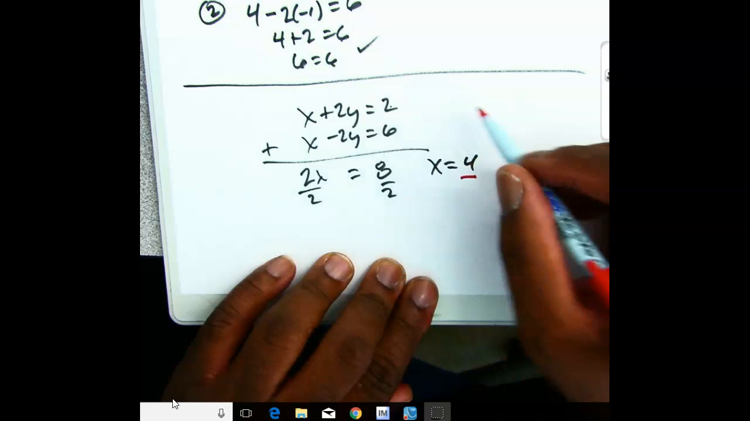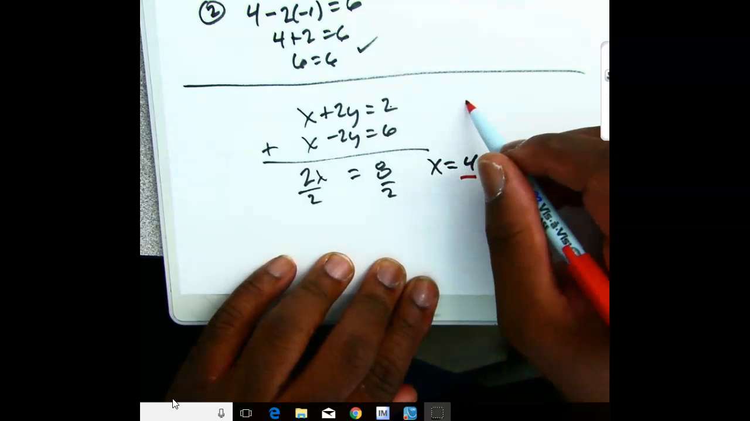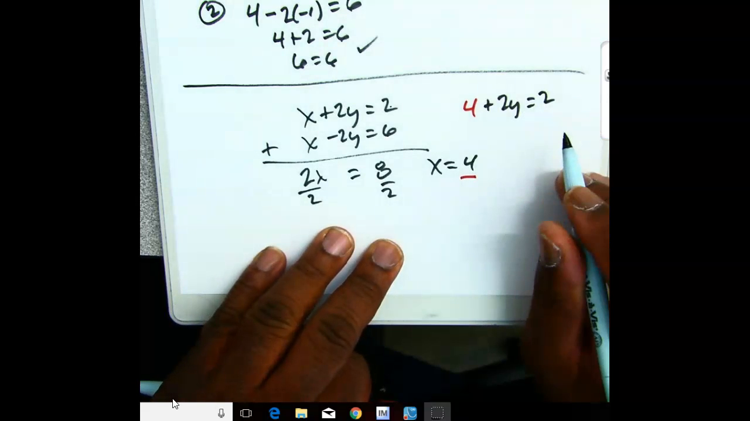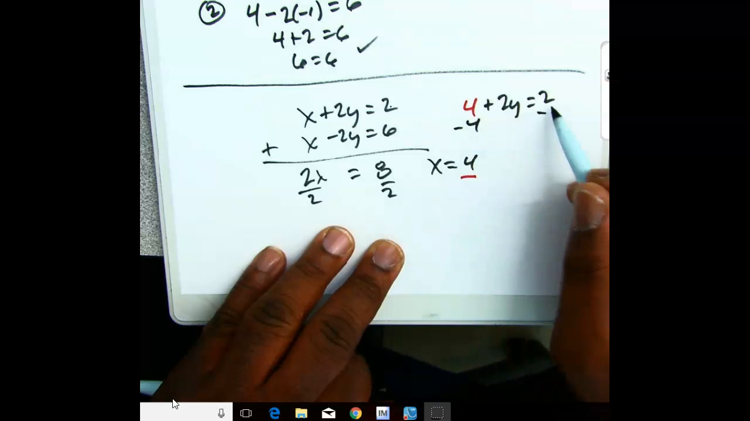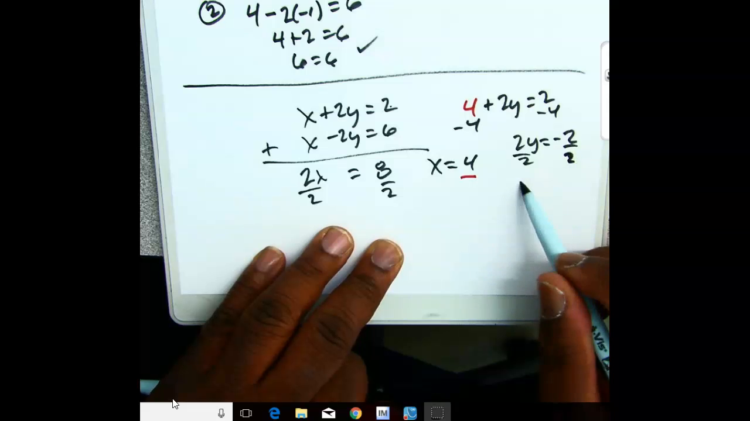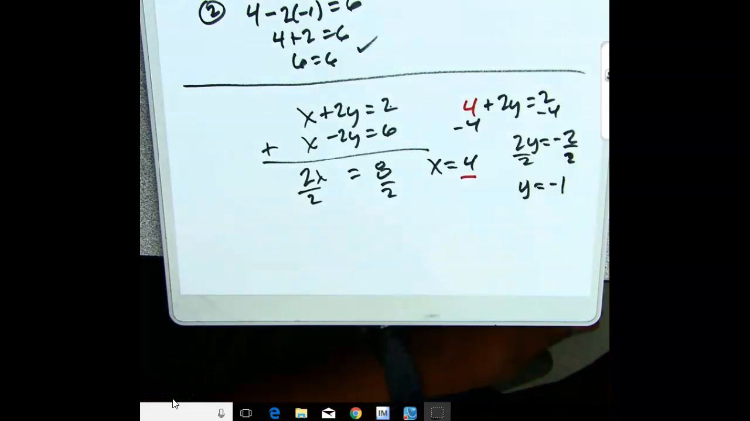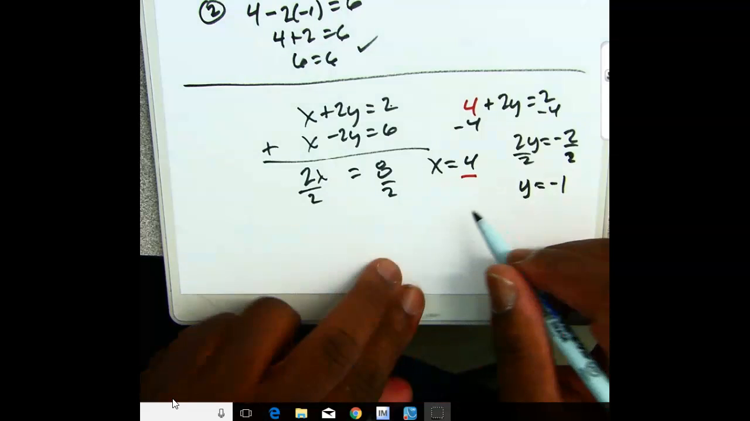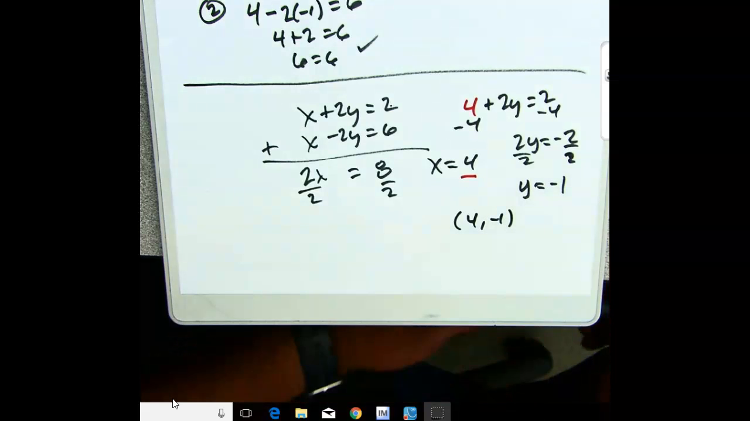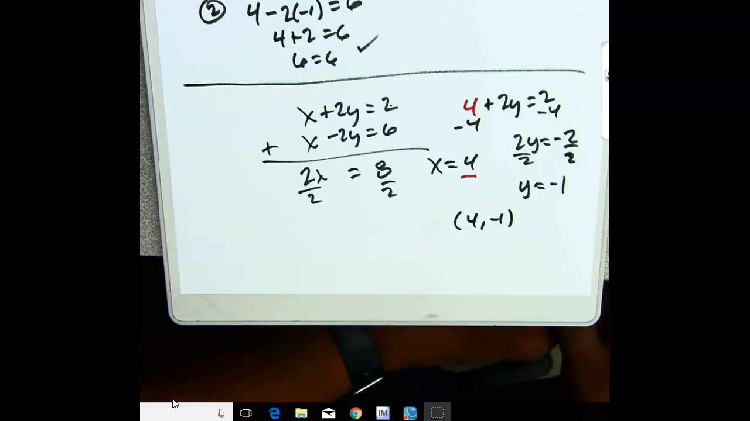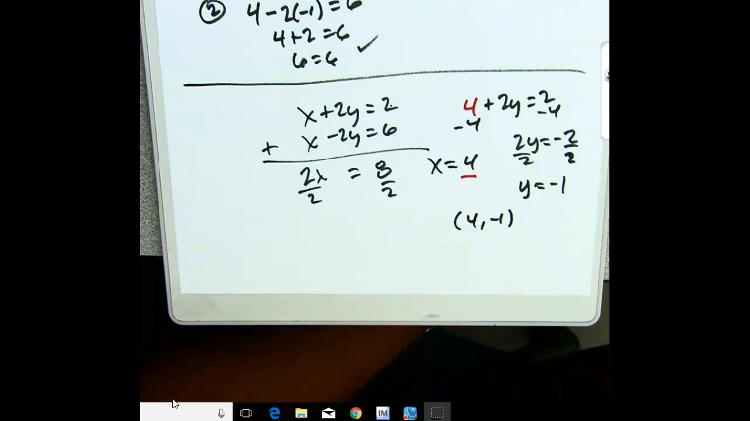If we substitute it into equation 1, x is 4, you're going to get 4 plus 2y is equal to 2. Subtract 4. 2y is negative 2, and divide by 2, and you're going to get y equals negative 1. So the solution to this linear system is 4, negative 1, which is what they gave us in the beginning anyway. Okay, so the substitution method and the elimination method are methods that we're going to use.